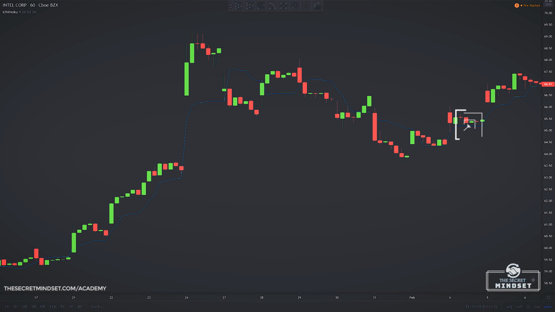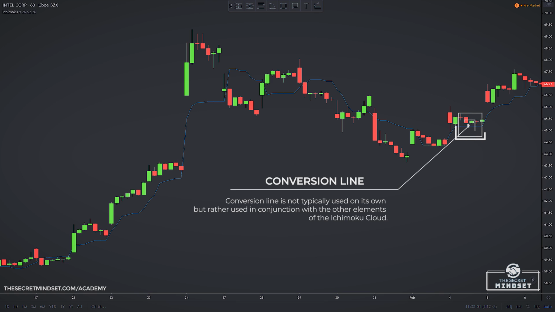Due to the very short-term nature of the indicator, it isn't typically used on its own, but rather used in conjunction with other elements of the Ichimoku Cloud.